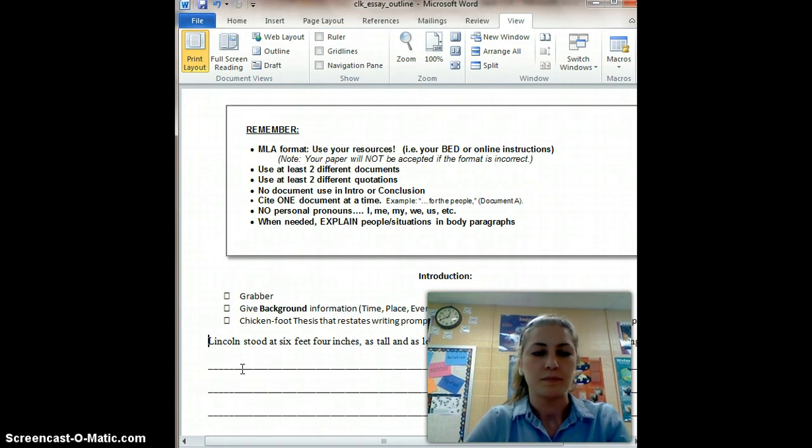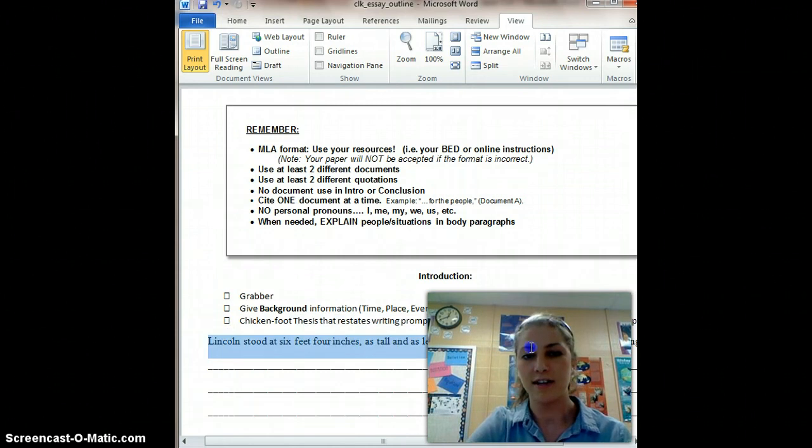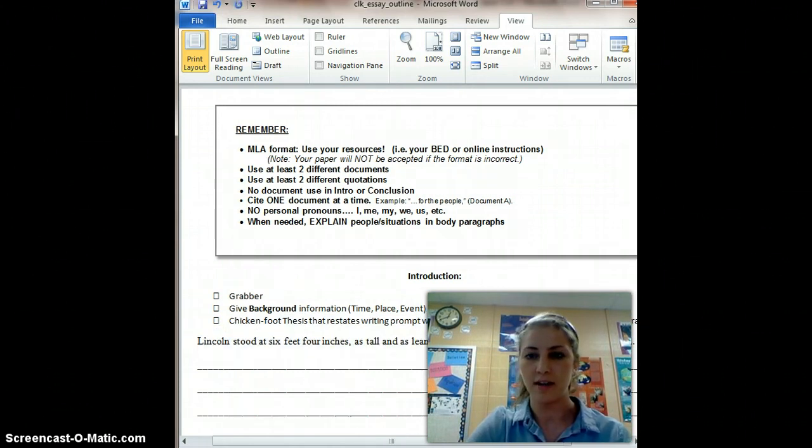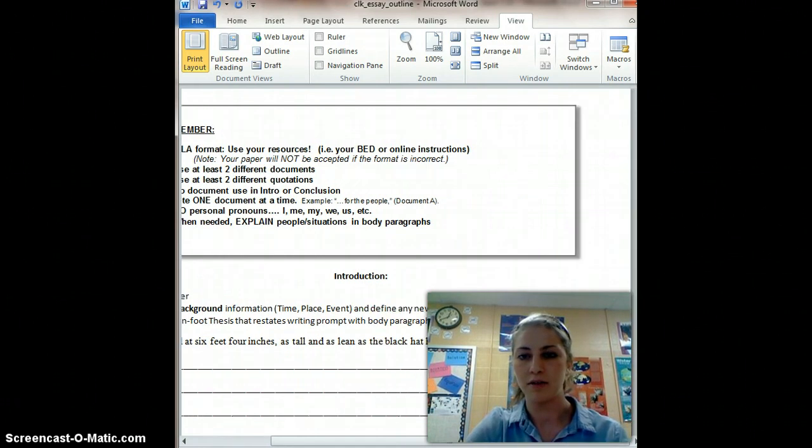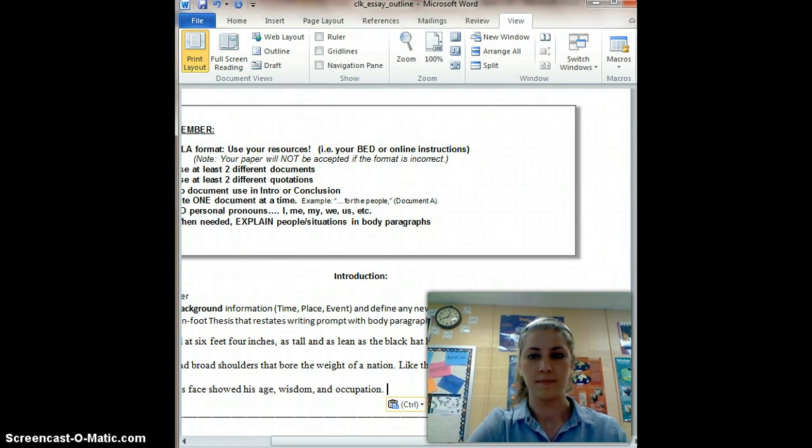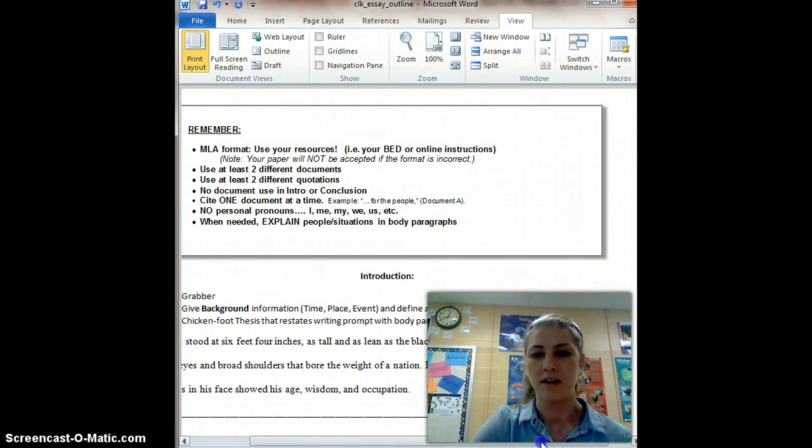So I think of how Lincoln looks whenever I think about Lincoln. I think about his black hat and how skinny he was. So I'm going to start my paper off with, "Lincoln stood at 6 feet 4 inches, as tall and as lean as the black hat he became famous for wearing." All right, so I'm using a simile by comparing his body type to his hat. All right, but I'm going to keep going.